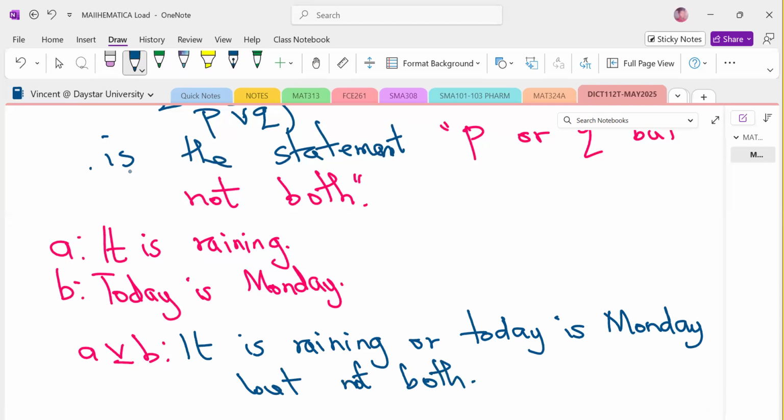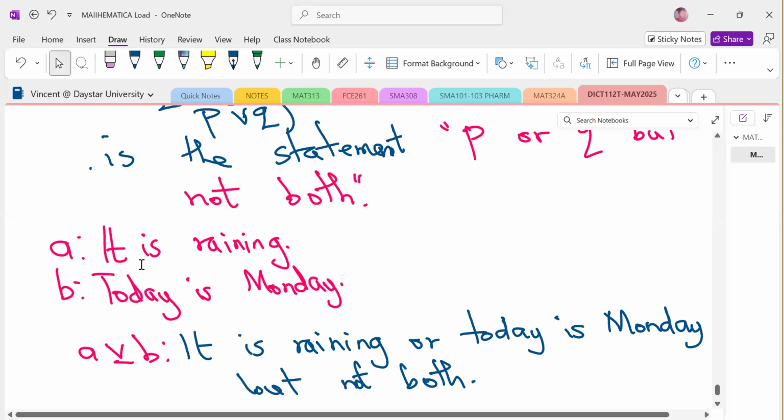So there will be rare cases like the examples we have seen, 1 and 2, whereby when someone reads, it comes out naturally that it does not allow two activities to happen simultaneously. So for us to be sure that what we are referring to is the exclusive sense of the disjunction, we will be adding the term "but not both", just to make it very clear. So it is raining or today is Monday, but not both. So we mean any of the two statements, but not all of them at the same time.